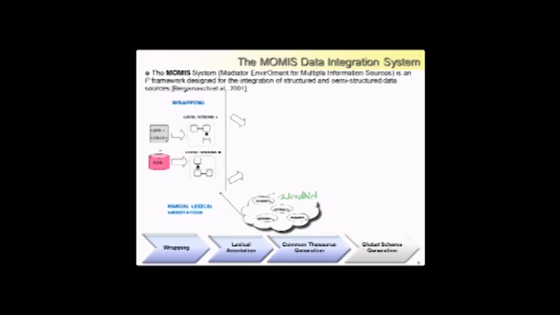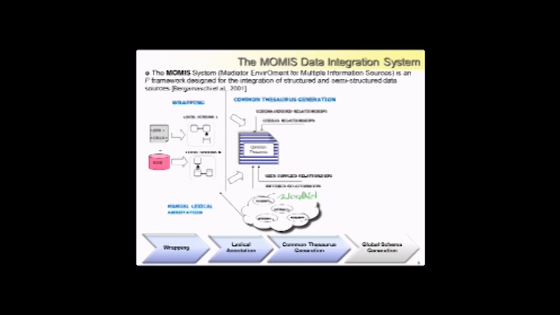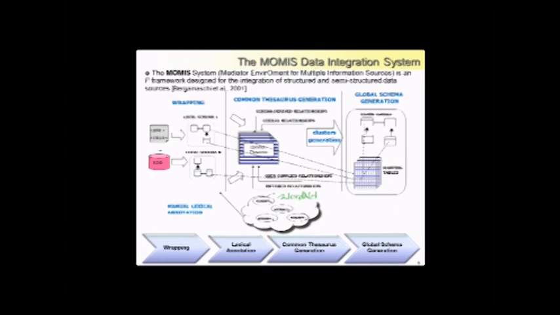After that, the third phase, the common thesaurus generation phase, where we are going to collect within the common thesaurus component lexical relationships, schema-derived relationships, potential user-supplied relationships, and finally, MOMIS is able to infer further relationships starting from the ones previously described.